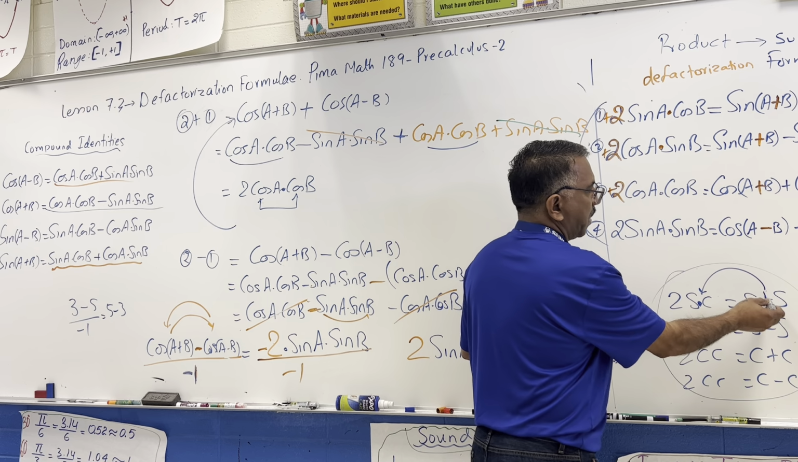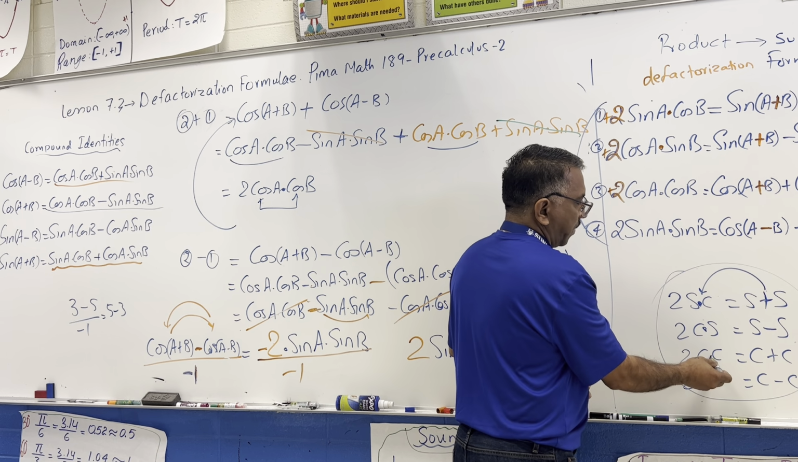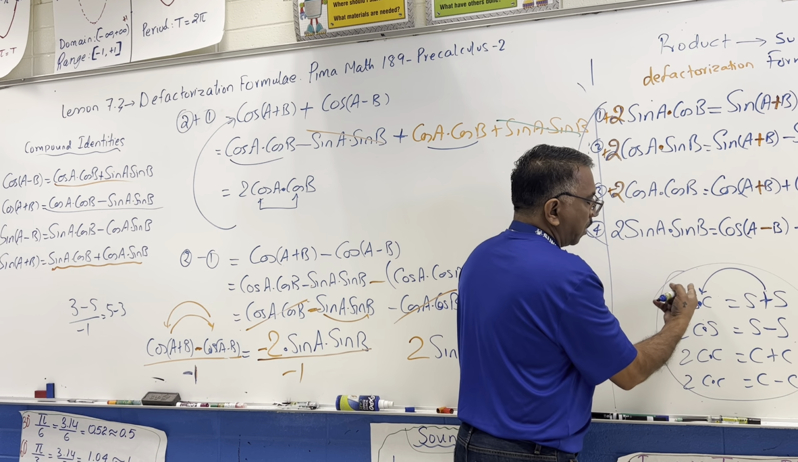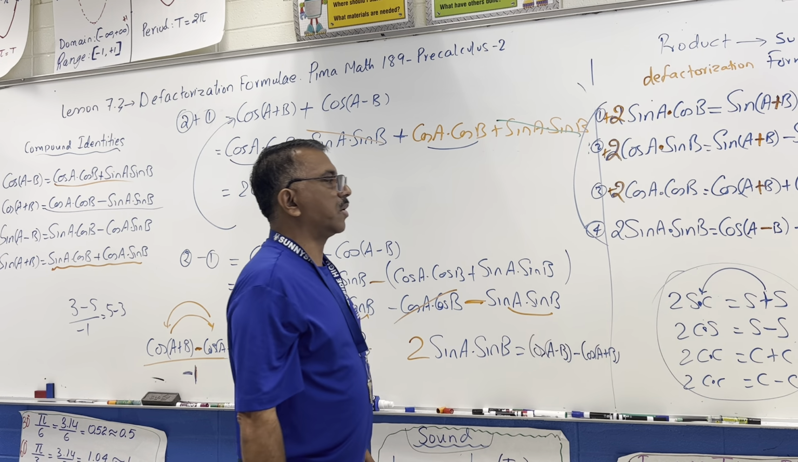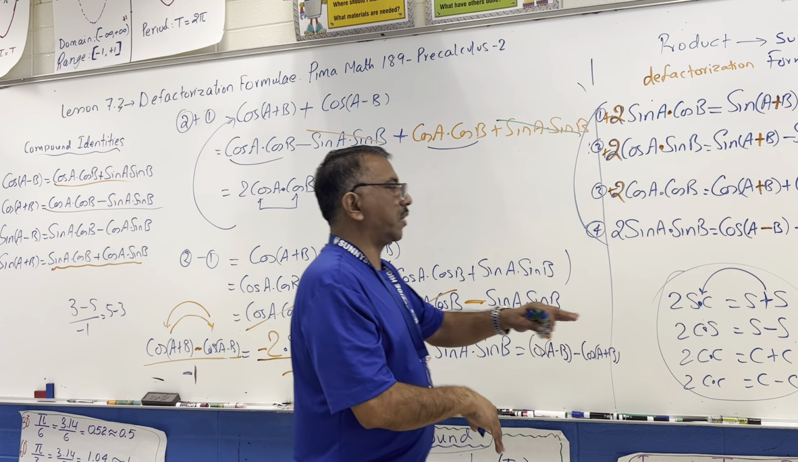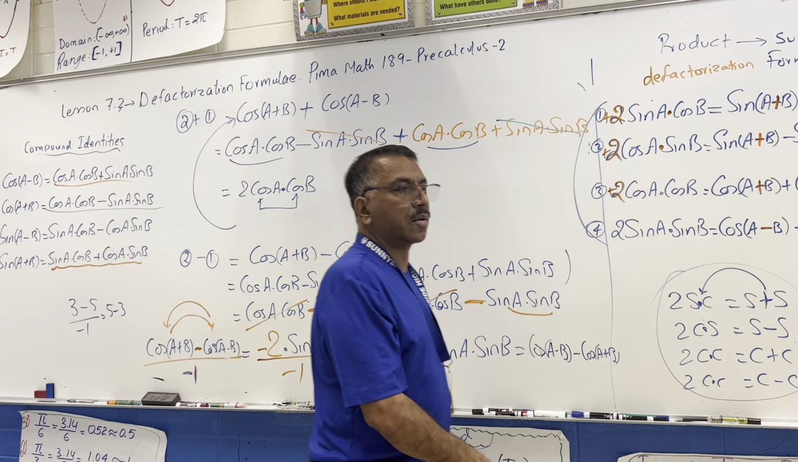Product is plus and minus on the right. On the left you have a multiplication of ratios, on the right you have the sum of the ratios, either plus, add or subtract. Hope that helps.